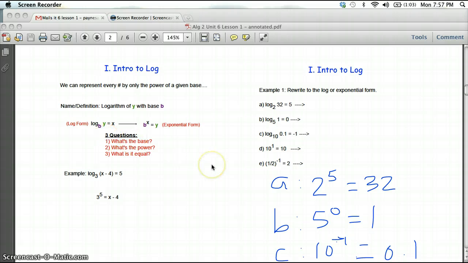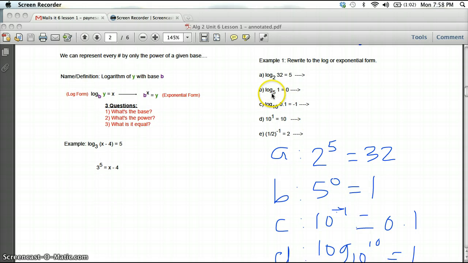So now what we want to do is we want to rewrite, if it's in log form, we want to rewrite it in exponential form. If it's in exponential form, like d and e down here, we want to write it in log form. So up here we've got log base 2 of 32 is 5. Now remember, the base is here, so it's going to be 2. Your exponent is 5, and it equals 32. So 2 to the 5th is equal to 32. So over here, our base is 5, so it's 5 to the 0 equals 1.